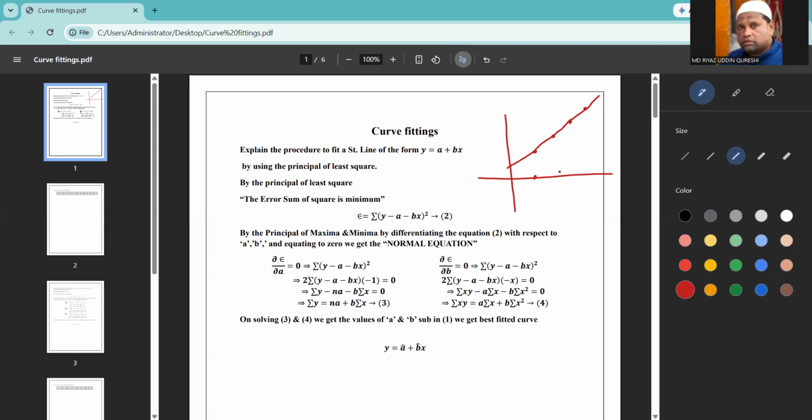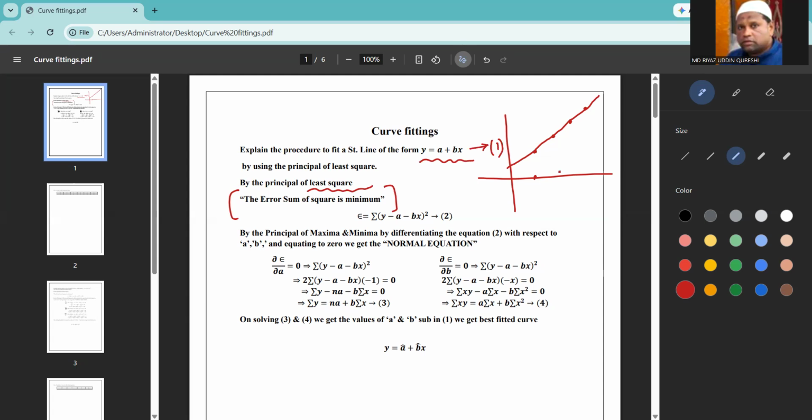So how will the question come in the exam? There are three types of questions asked in the exam. The first type is this one, a 2 marks question: explain the principle of least squares. The only thing you have to write is this: the error sum of squares is minimum. The straight line is this one. We take this as equation number 1.